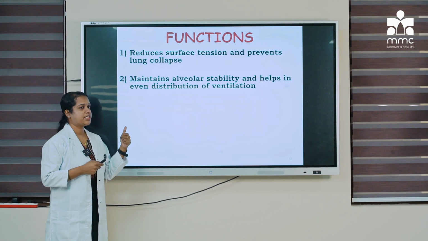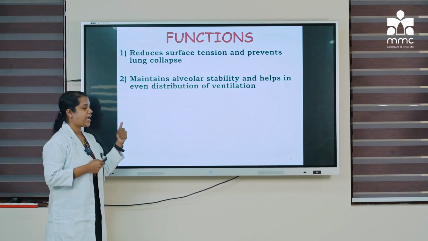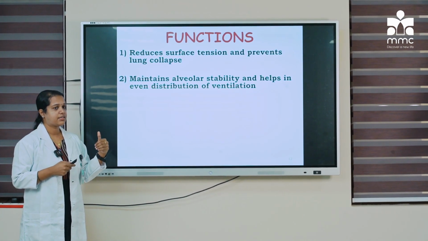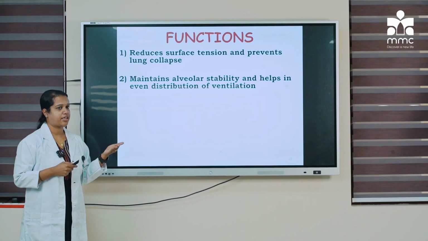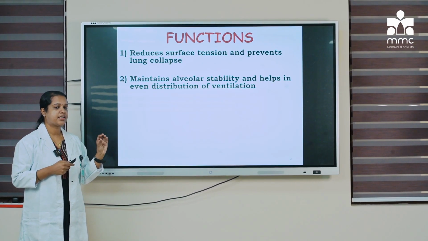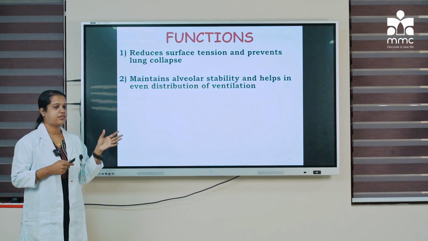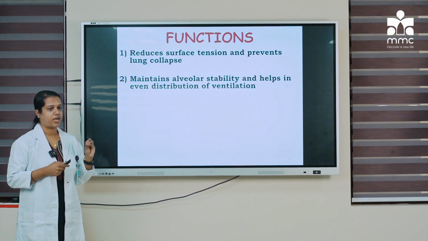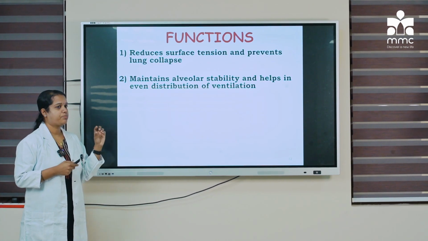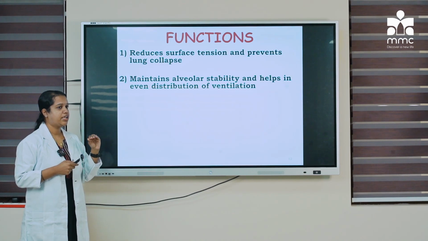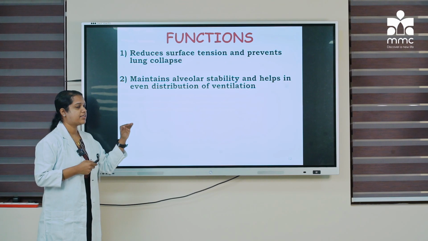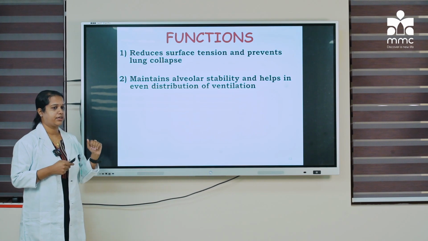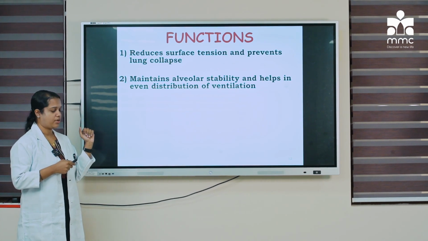Now another function is it helps to maintain the alveolar stability and helps in even distribution of ventilation. Now inside the lungs there are alveoli which have different diameters. Some of the alveoli will be smaller in size, some of the alveoli will be larger in size. So smaller alveoli will have a tendency to drain into the larger alveoli and collapse. Now the role of surfactant is it will prevent this condition by ensuring equal stability for all the alveoli, and this will ensure that there is even distribution of ventilation to all parts of the lung. So that is the second function of surfactant.